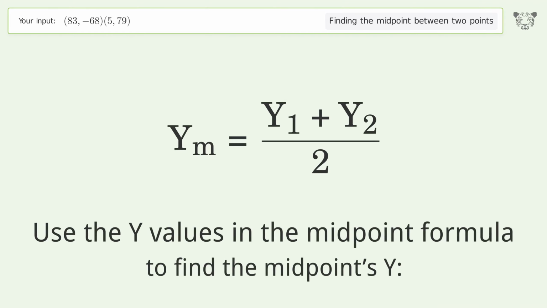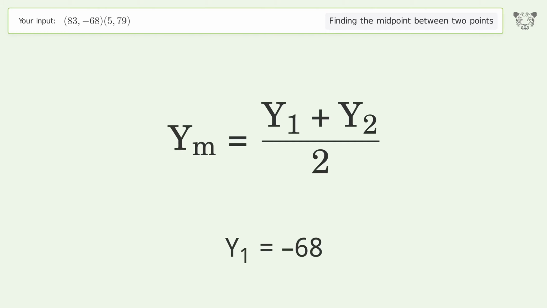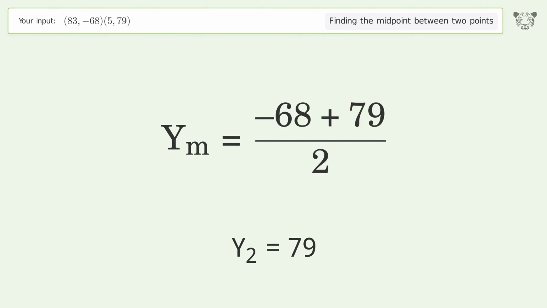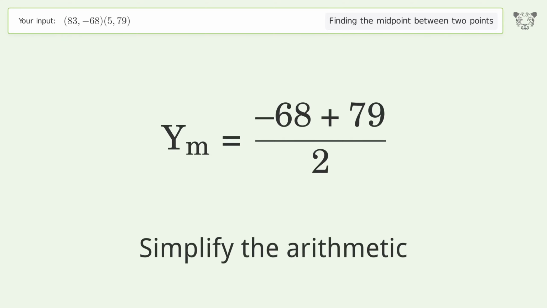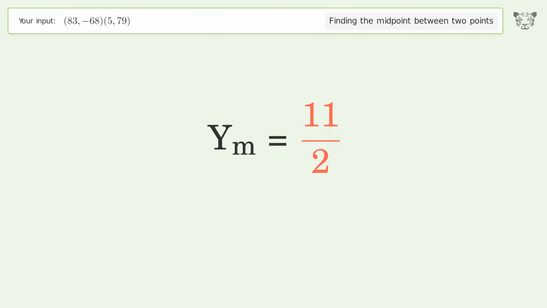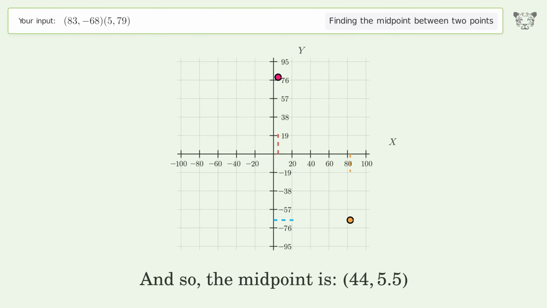Use the y values in the midpoint formula to find the midpoint's y. y1 equals -68. y2 equals 79. Simplify the arithmetic. And so, the midpoint is (44, 5.5).